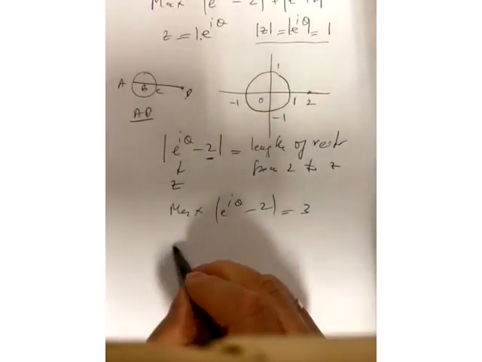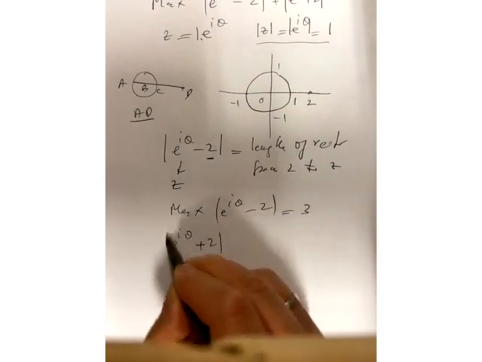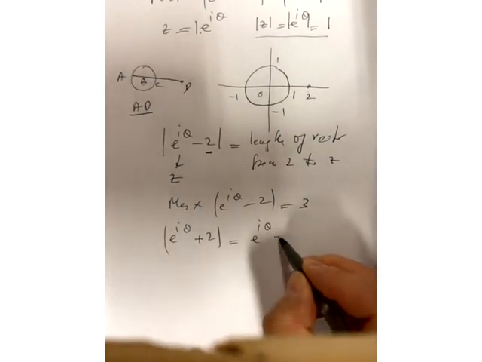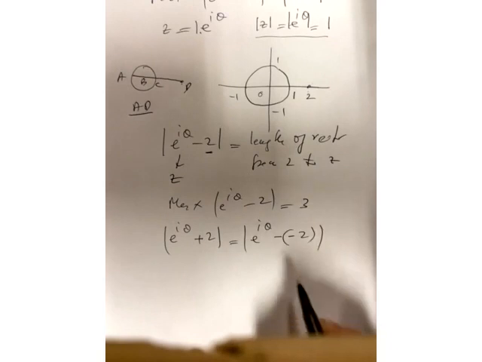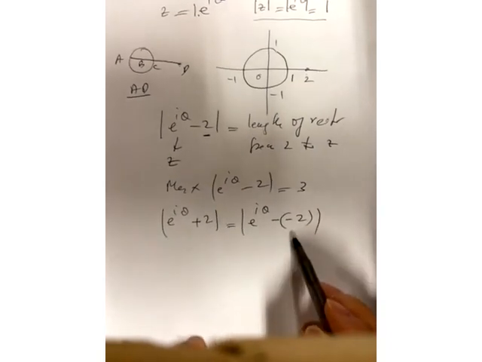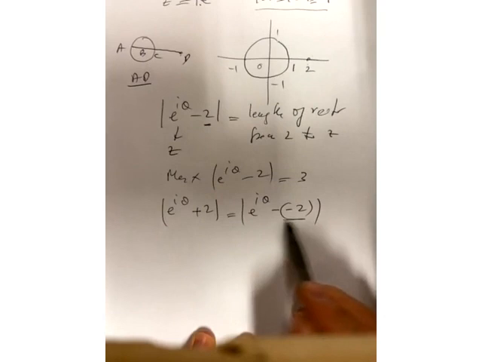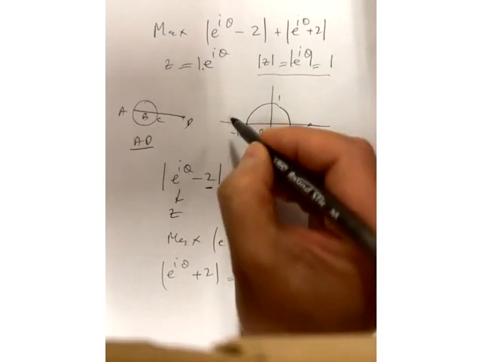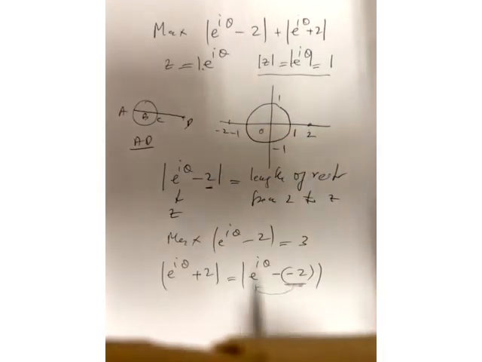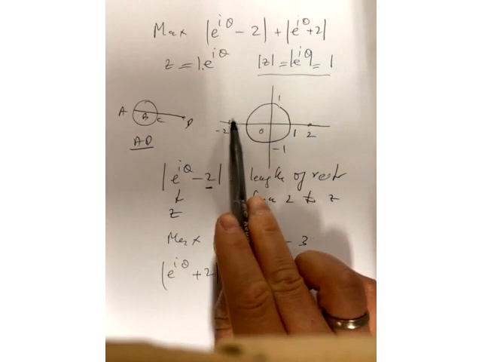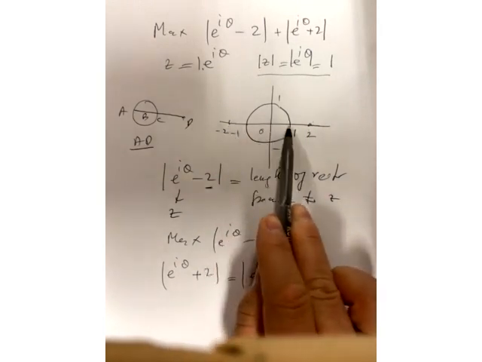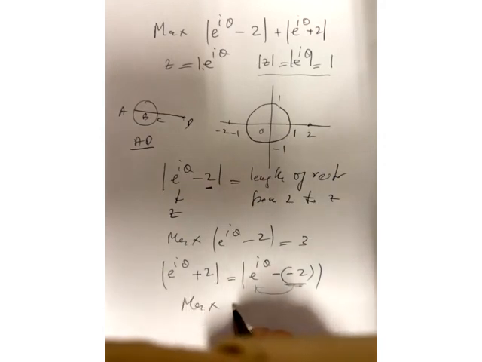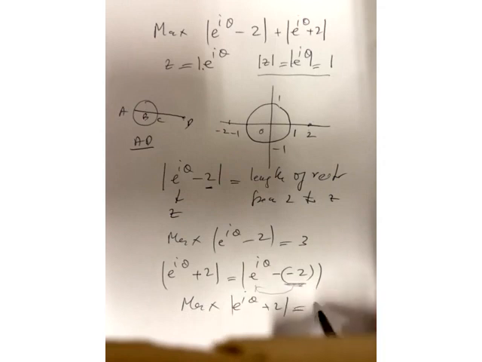By the same token, what is |e^(iθ) + 2|? Well, you have to change that to make it z − z1, so it'll be z minus minus 2. So again, this represents the length of the vector from minus 2 this time to z. Where is minus 2? Minus 2 is on this side. What is the maximum length from this to the circle? Well, the center is here, and the maximum length, as you can see, is that length there, which is 3.